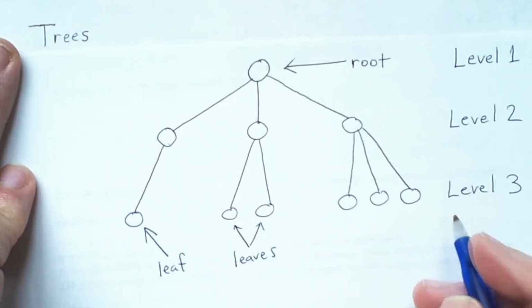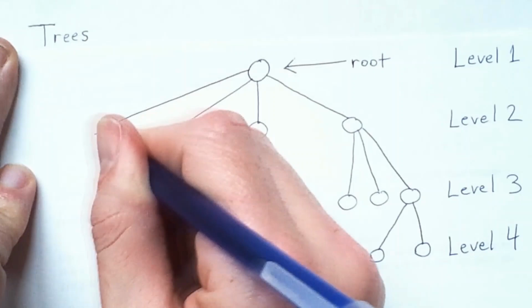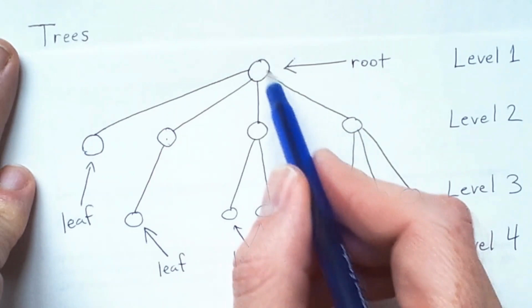I could have more nodes in the tree, and these would be at level 4. And I could even have another branch off of the root that is a leaf over here. Non-leaf nodes, such as these, as well as this one, are sometimes called interior nodes.